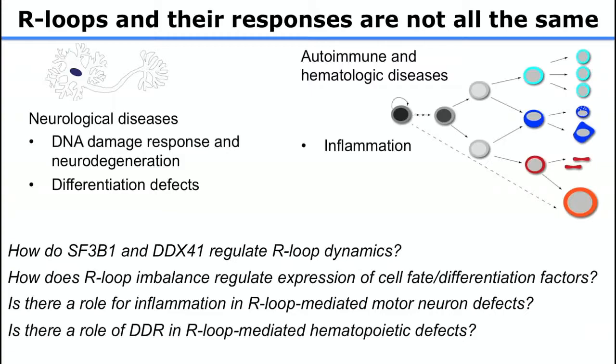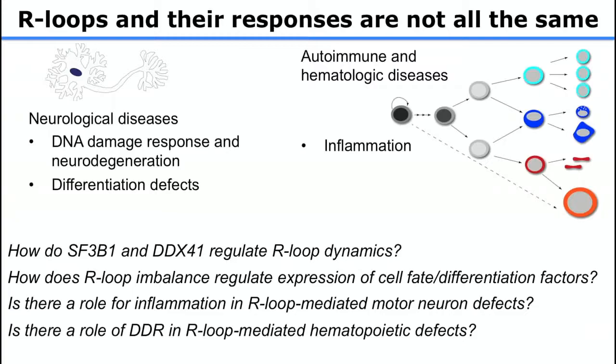How does R-loop imbalance regulate the expression of sulfate and differentiation factors? And so that's kind of the stuff we talked about in the first half. Is it really direct? In the case of motor neurons, since it's not DNA damage, could it be direct regulation of those genes? Also, in the motor neuron context, we haven't yet looked. Maybe it's inflammatory. We don't know.